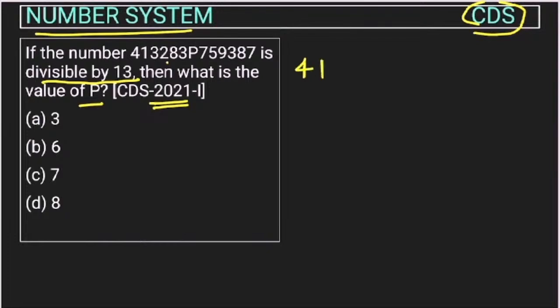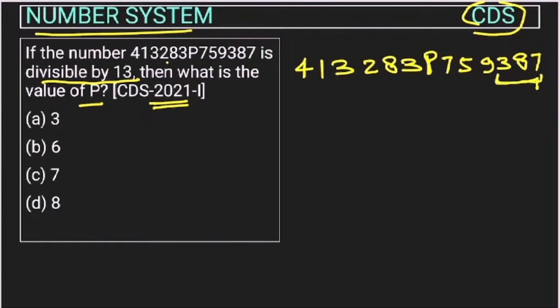So first of all, I am writing this number: 4132837593887, right? So how will we do this? We will make pairs of 3, and we will start from the rightmost. So we will start from here. We will make pairs of 3, right? So this 387, then 957, and then this p38, and then 321, and 4 will be single, right? Otherwise you can add 0 also here, right? So now we have divided this number and made the pairs.